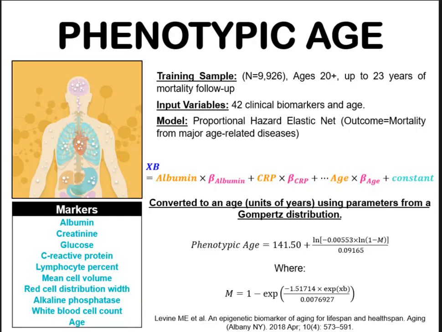Just a clarifying question. What was your analysis time? Is it age or calendar time? So for this one, it was calendar time because age is in the model. So it's just time from blood collection to mortality or censoring.